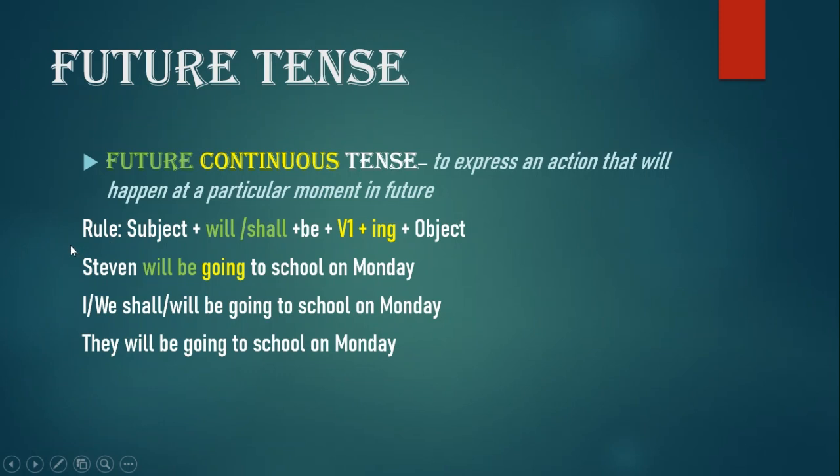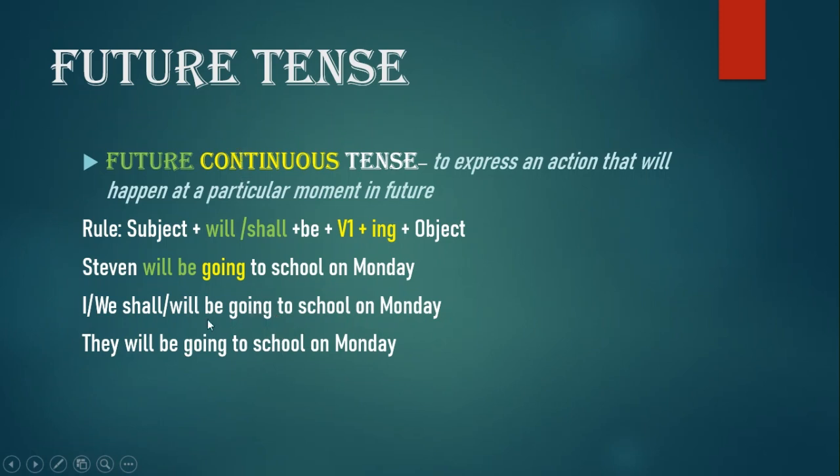So let's look at the examples. Stephen will be tells us that it is happening in future. Going, go plus ing, to school on Monday. So we are talking about an action that is going to happen at a particular time in future. So Stephen will be going to school on Monday. In case of first person, I or we, shall or will. Now it is not necessary that you stick to shall in case of first person. You may use will as well. So it's I or we, shall or will, be going to school on Monday. Shall or will be takes care of the future part, and going, again root form of verb plus ing, is the continuous tense, to school on Monday.